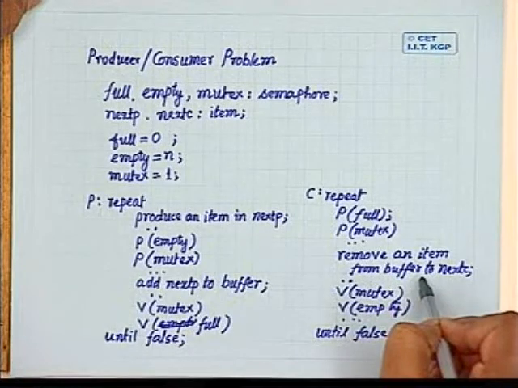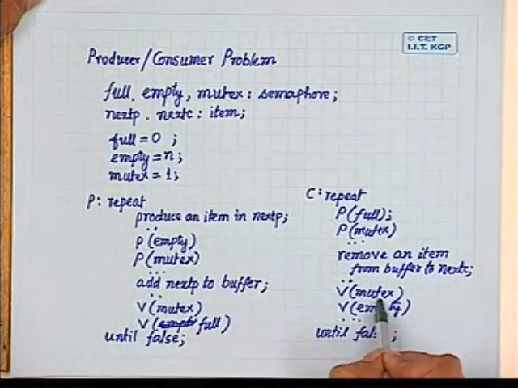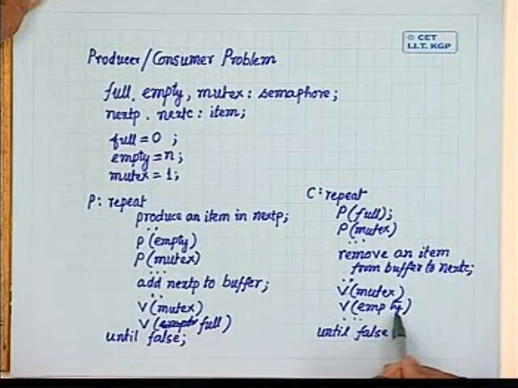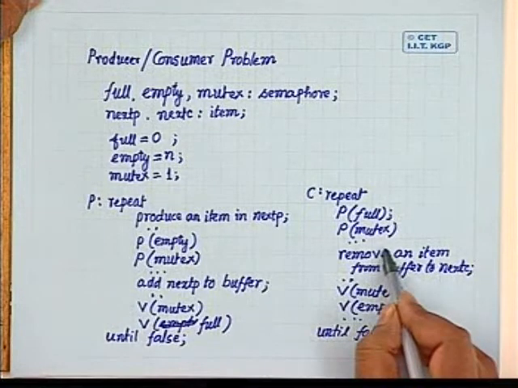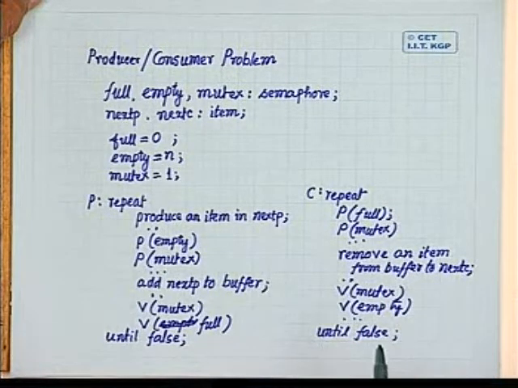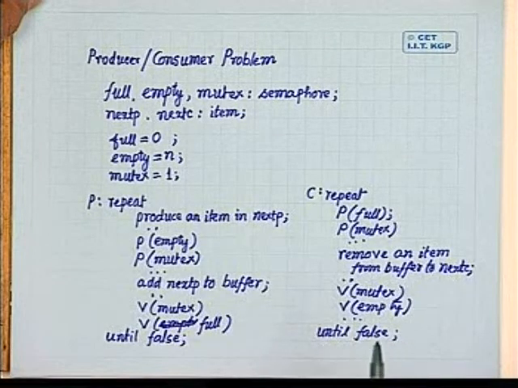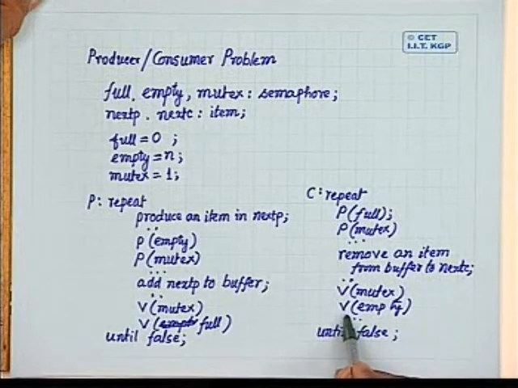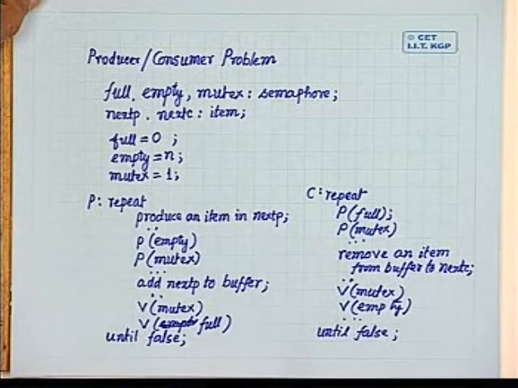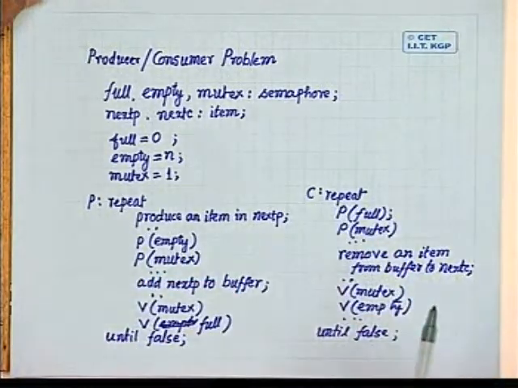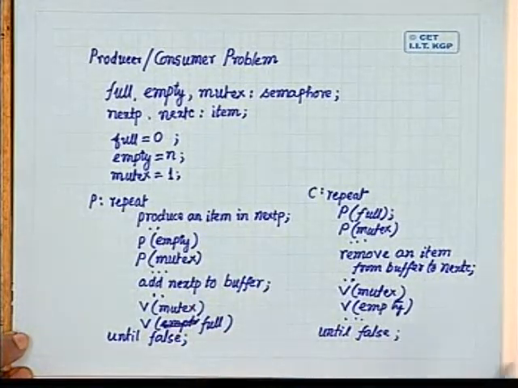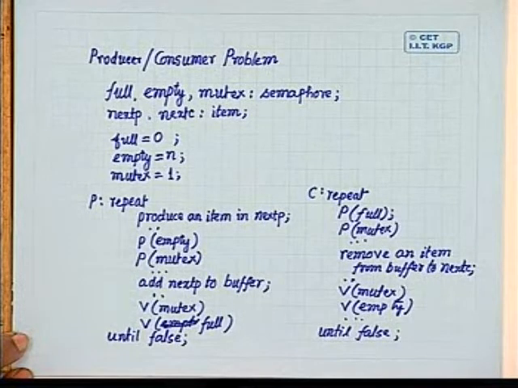consume an item from the buffer, and after that, by performing the V mutex operation, the buffer will be freed. Finally, by executing this V empty operation, because the consumer process has consumed one item, one more location in the buffer has been made free. So the value of the semaphore variable empty will be incremented by 1 by this V empty operation. So you find that in addition to the other two solutions that we have discussed earlier, this producer consumer problem can also be solved by using semaphore variables.